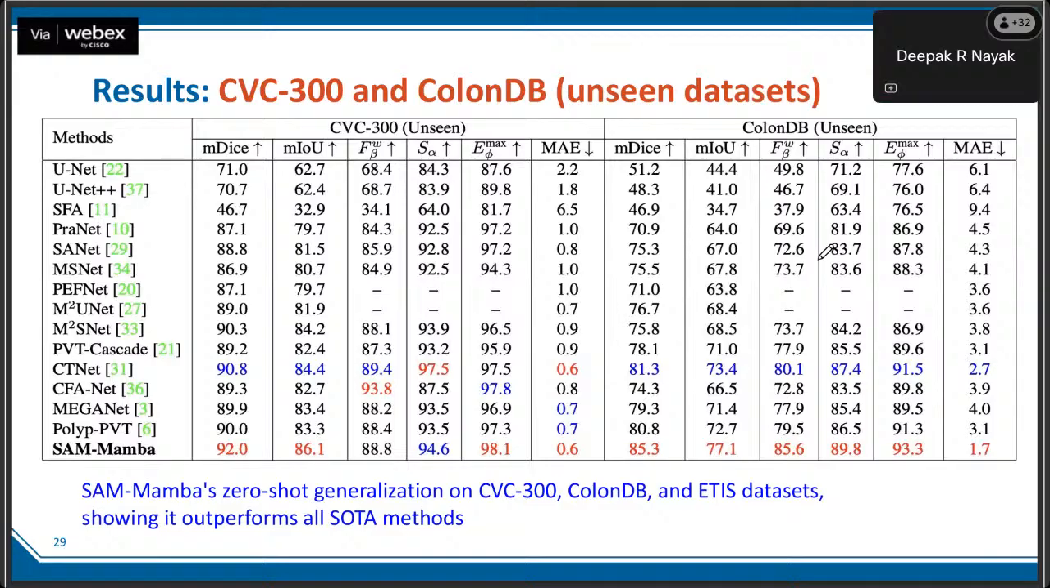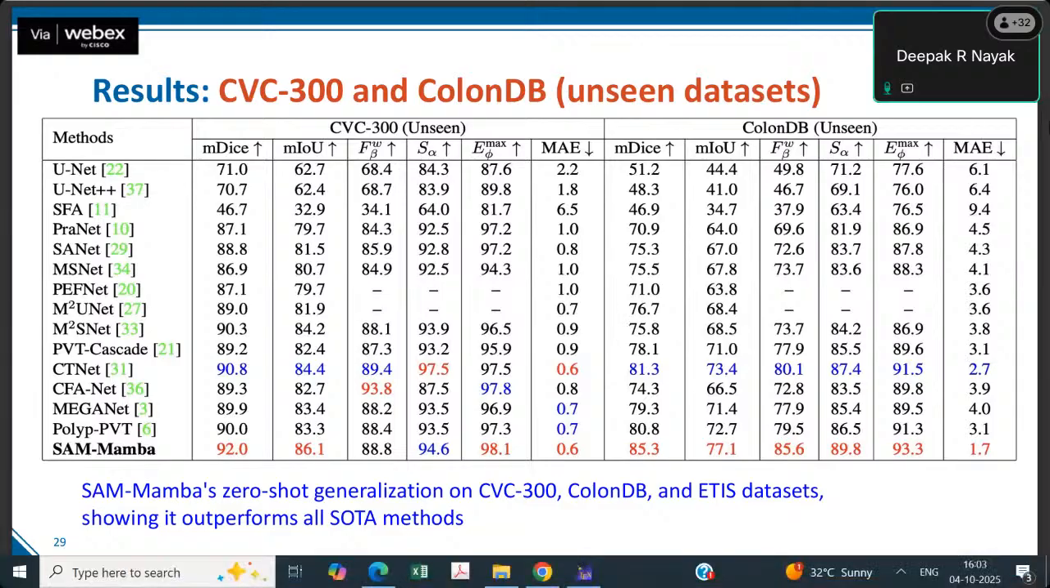So here again are the quantitative results on the unseen dataset. The model has not seen any of the samples from these two datasets, and these are the results we have obtained. You can see from here that SAM Mamba could outperform the other state-of-the-art approaches and achieve an mDice score of 92 and an mIoU score of 85.3 compared to the other approaches.